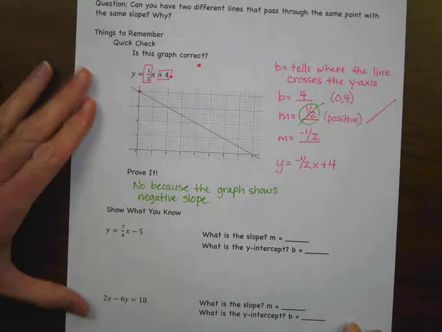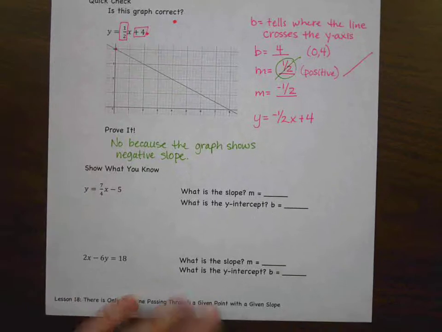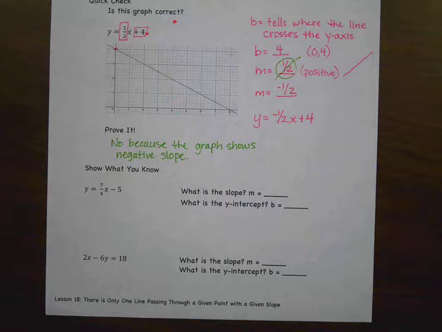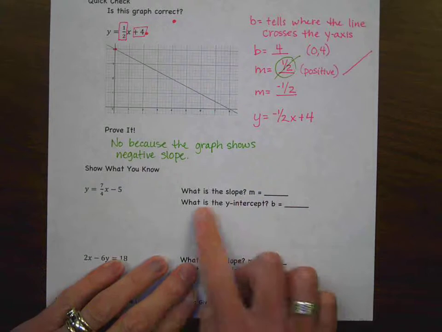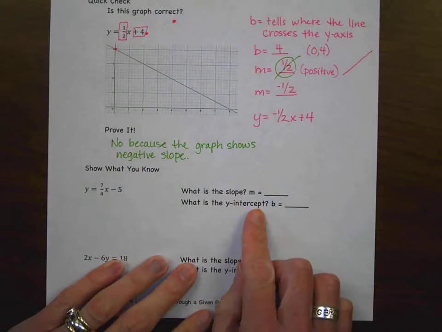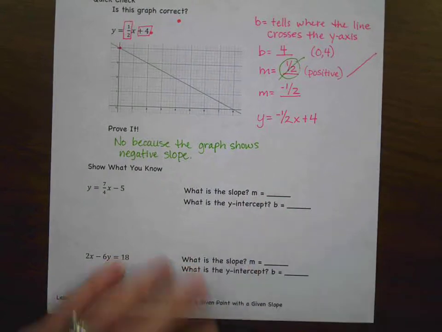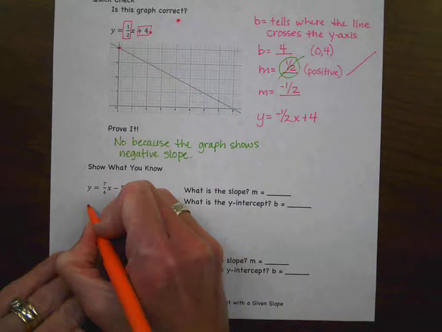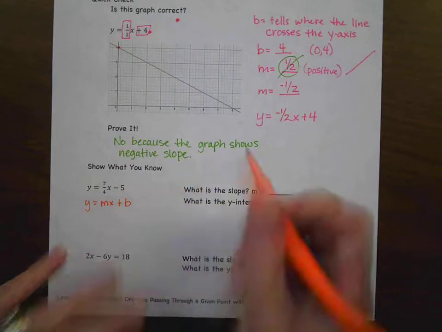All right, so now we're moving on to showing what we know. Under the show what you know, it says y equals 7/4 x minus 5. And what I would like you to do, to get in the habit of making it a pattern, is looking at the equation, identify what the slope is and identify what the y-intercept would be. And remember that slope is the m and y-intercept is the b. So if we remember that, we have y equals mx plus b.